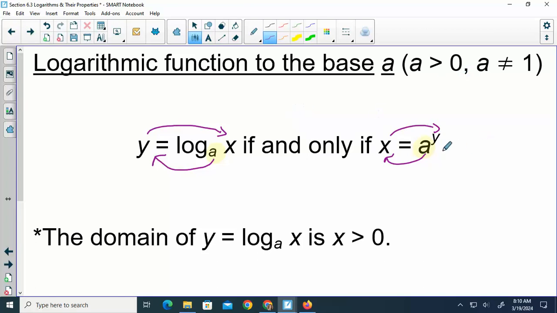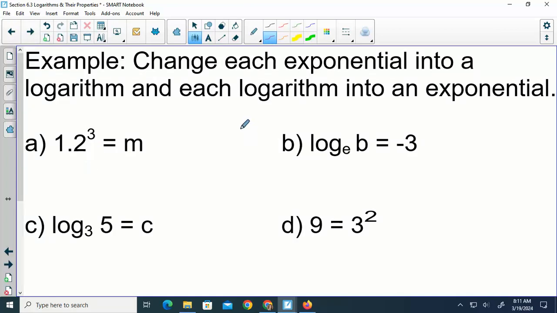We also know that if you take a positive number to a power, you get a positive answer, right? So the argument of a log has to be greater than 0. And we saw that when we were graphing exponentials. We had a horizontal asymptote at 0 and we didn't hit anything below that. So that will be our domain. So first thing, we're just going to practice going back and forth between the two.